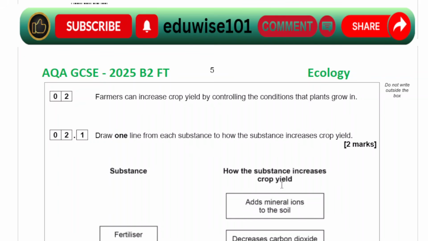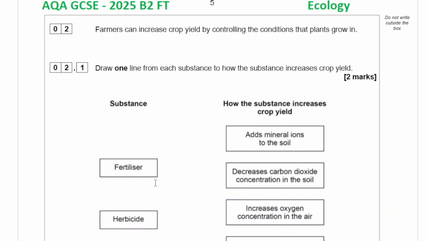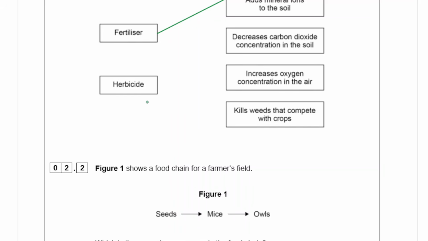Question number 2. Farmers can increase crop yield by controlling the conditions that plants grow in. Draw 1 line from each substance to how the substance increases crop yield. Fertilizers adds mineral ions to the soil. Herbicide is used to kill weeds. So kills weeds that compete with crops. That would be the last one.